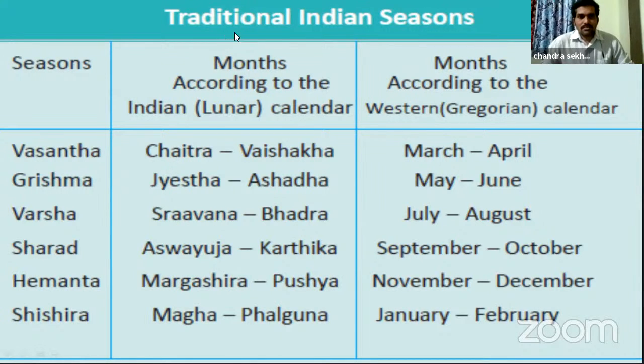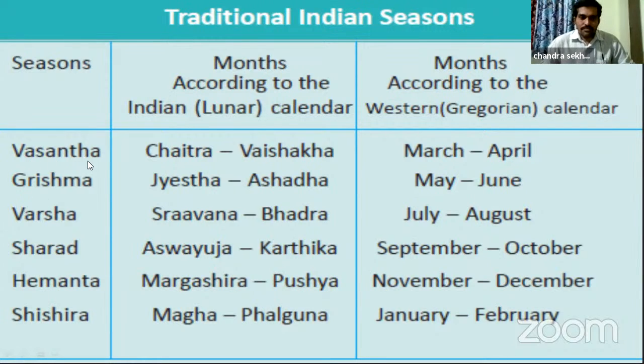So here, some traditional Indian seasons are there, but nowadays most of the students don't know the Indian traditional seasons, though we all know very well the English Western calendar or Gregorian calendar, January to December. But in the Indian calendar, based on the lunar calendar, we have some seasons. Based on the Indian calendar, we have six two-monthly seasons.